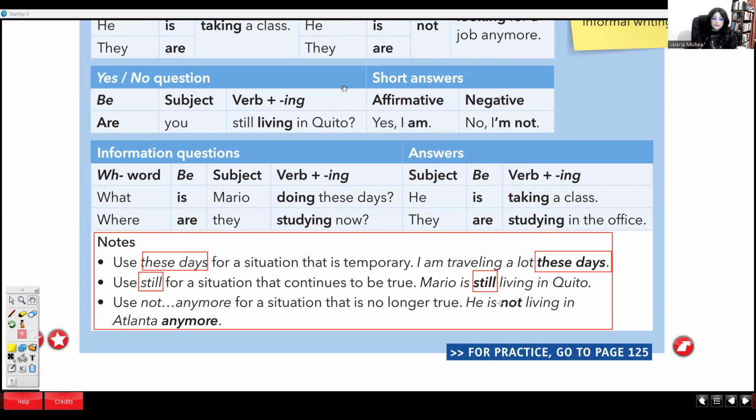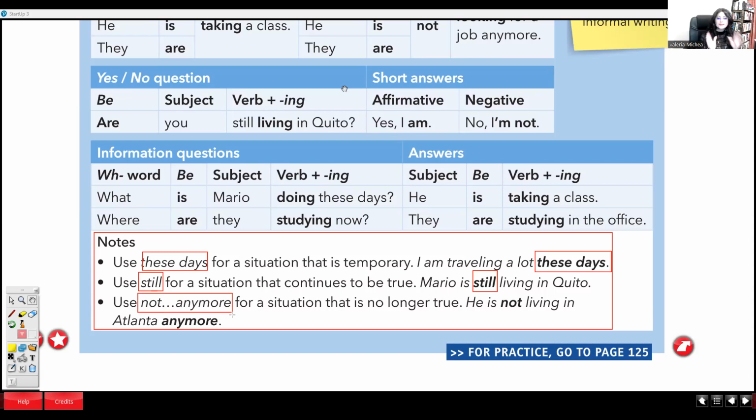And then we have the expression "not anymore," for a situation that is no longer true. "Ya no más," as we read it on the chat. It's not true anymore. So he's not living in Atlanta anymore. So maybe he's living somewhere else. Now he's living in Quito, but not in Atlanta anymore, right?